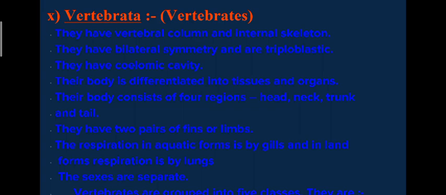Now if respiration is there, so respiration occurs by gills in water, and if it is on land, then it occurs through the lungs. Then for reproduction, the sexes are separate, male and female sexes are separate. These vertebrates are further divided into 5 different classes. Now those classes are Pisces, Amphibia, Reptilia, Aves and mammals. These are 5 different classes of vertebrata. Okay, isn't it good? Let us start with the Pisces.